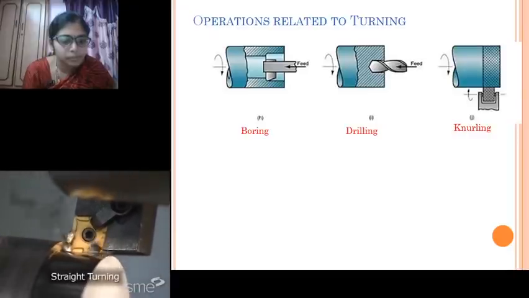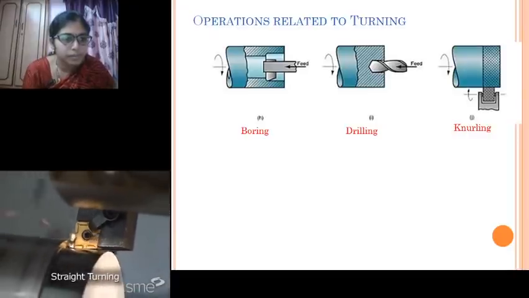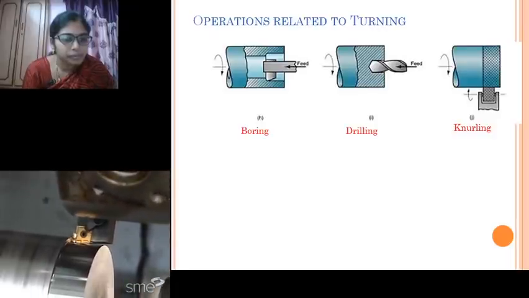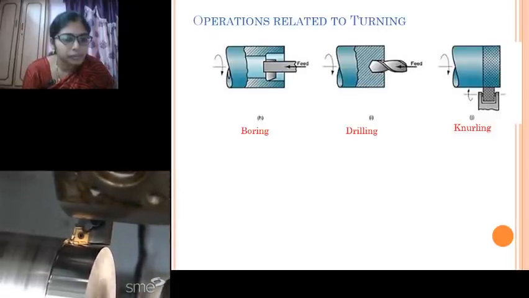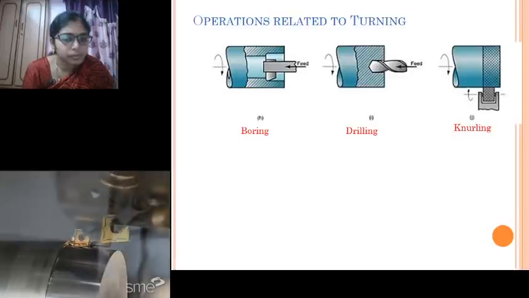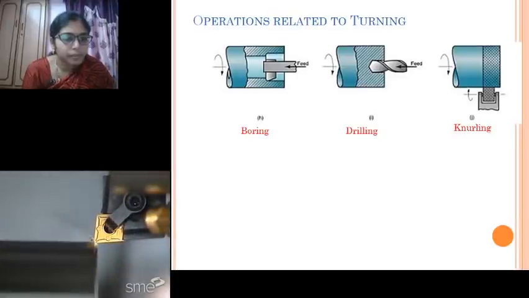In straight turning, the tool is fed parallel to the axis of the work to reduce its diameter so that the final diameter is the same at each end. Removing a significant amount of material in one pass is called rough turning. This present operation is a plane turning operation. Now this is a single point cutting tool which is removing the material from the surface. That is a plane turning operation.